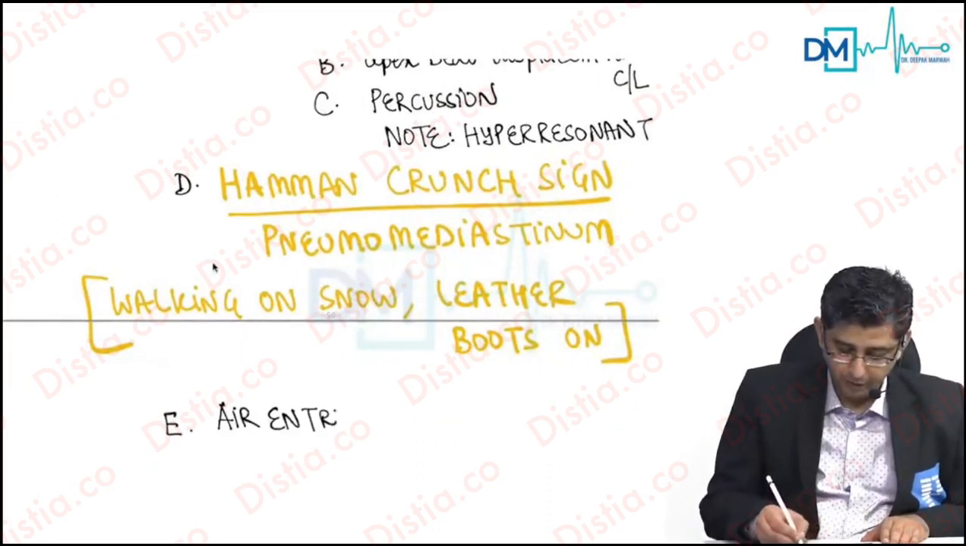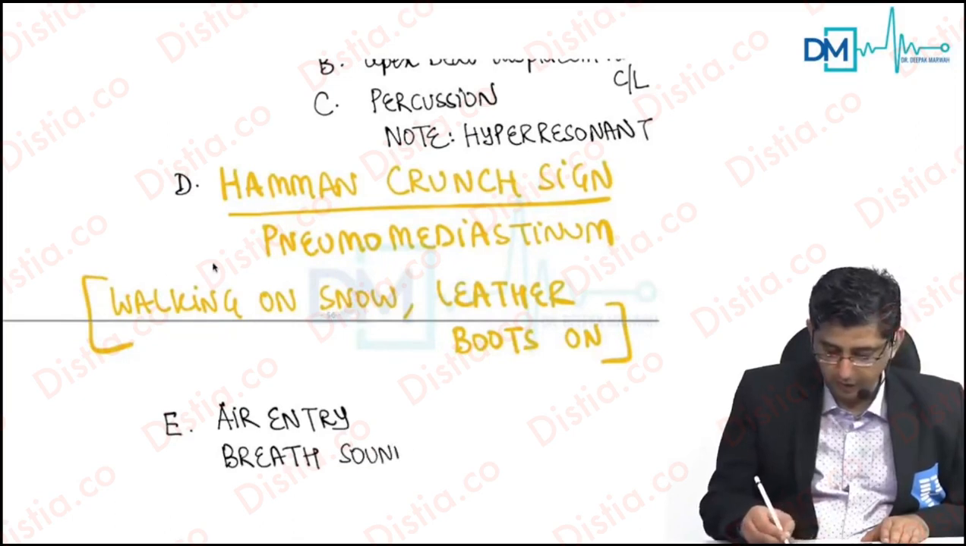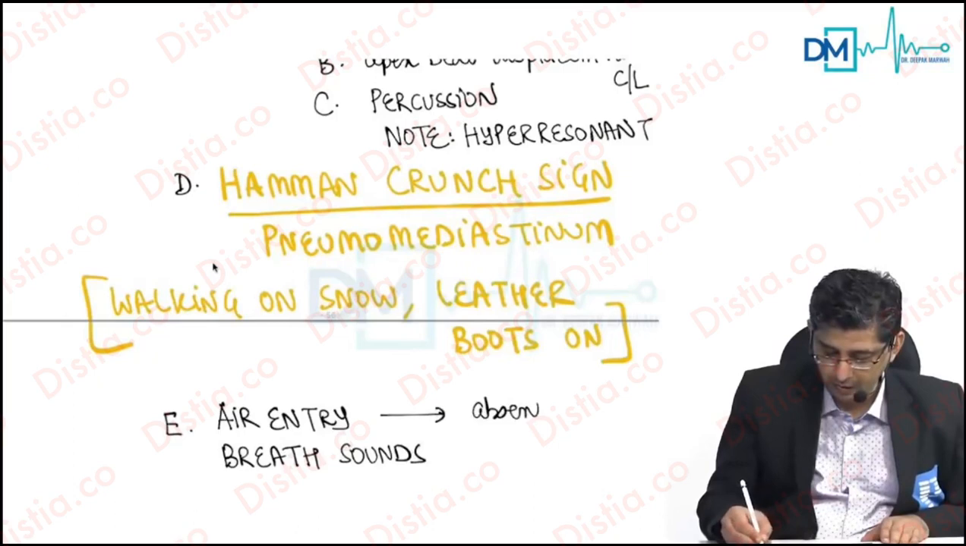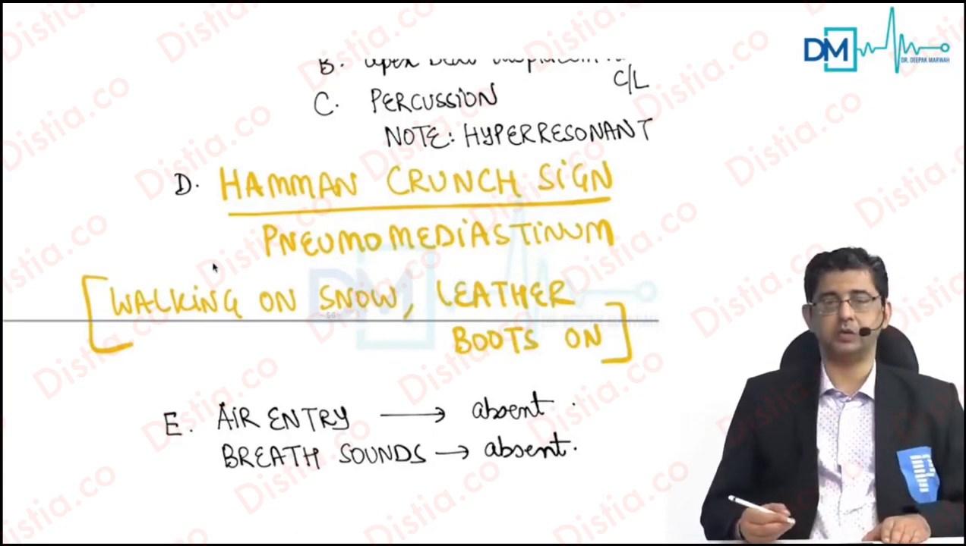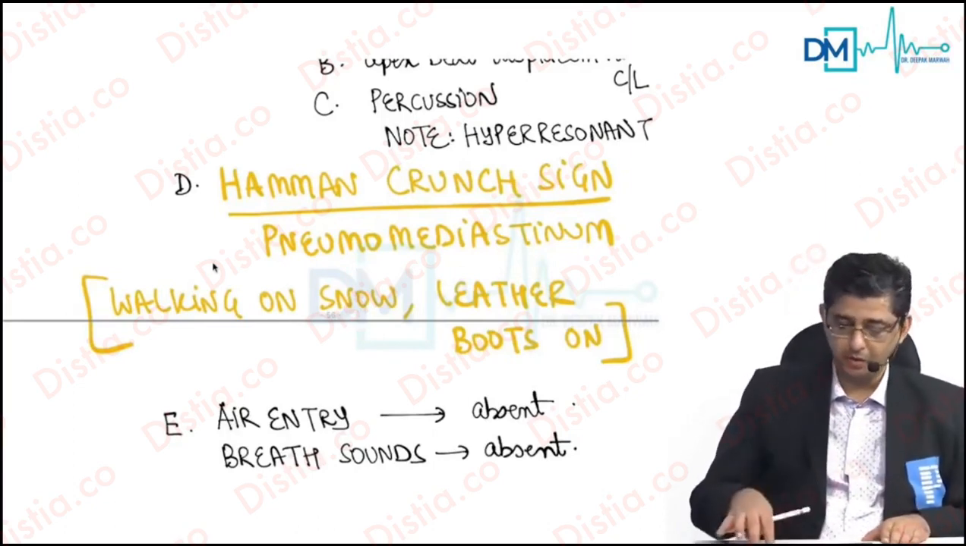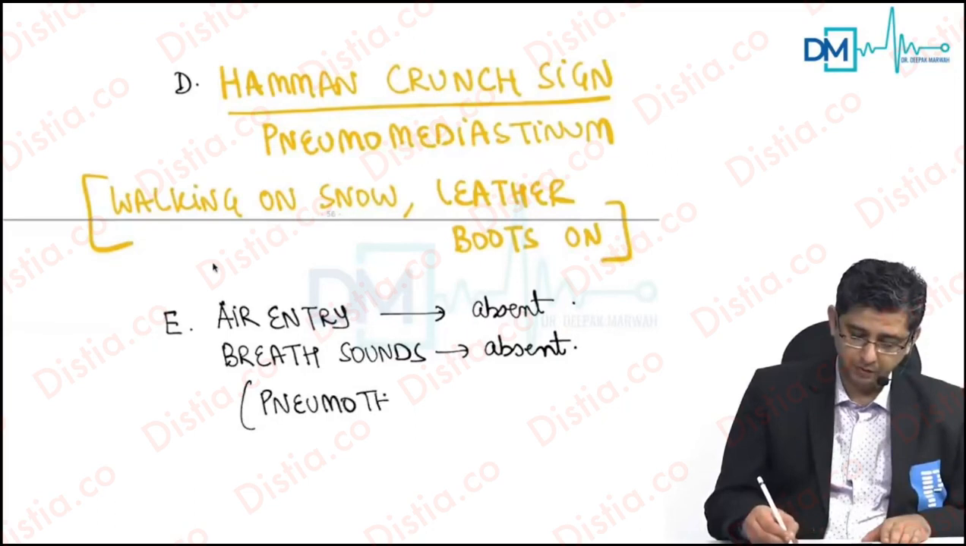Now in patients who are suffering from pneumothorax, when you auscultate the patient for air entry and breath sounds, you will notice that the air entry will be absent because there is no lung, so air entry would be absent, and the breath sounds of the patient will also be absent. So when you read this data that air entry is absent and breath sounds are absent, that is diagnostic of pneumothorax in a patient. Absent air entry and absent breath sounds is diagnostic of pneumothorax in a patient.